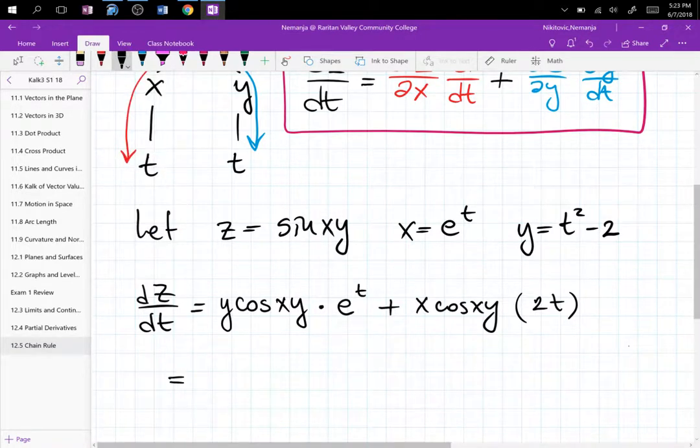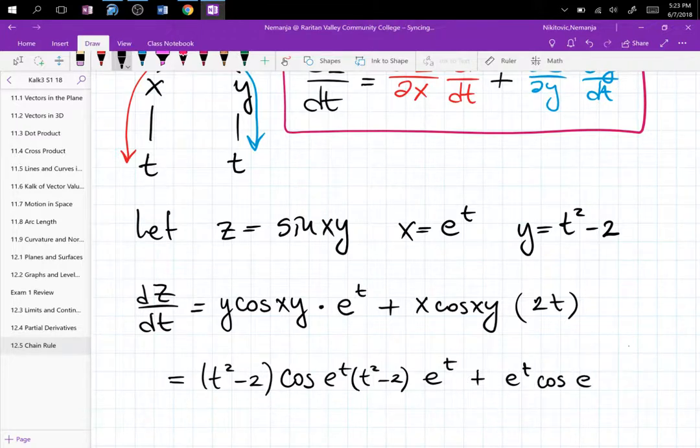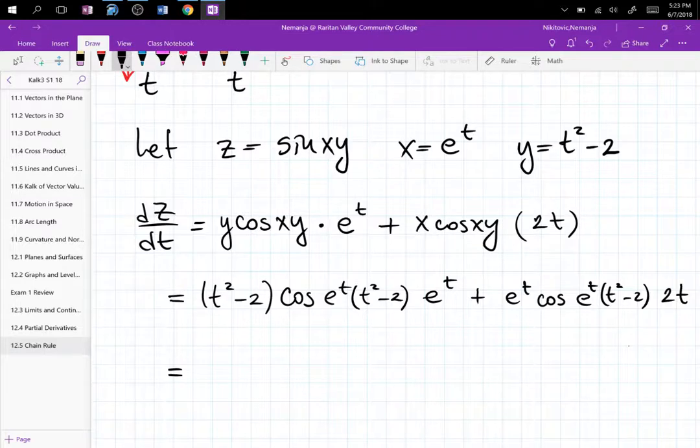So now I'm replacing for every y, t squared minus 2, cosine, x is e to the t times t squared minus 2, and now everything times e to the t. So I'm just substituting stuff now. Cosine of e to the t times t squared minus 2 times 2t. All right, so now I can factor out e to the t, cosine e to the t, t squared minus 2.